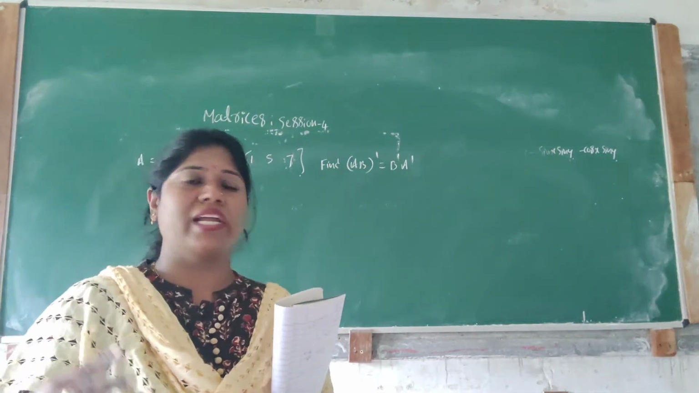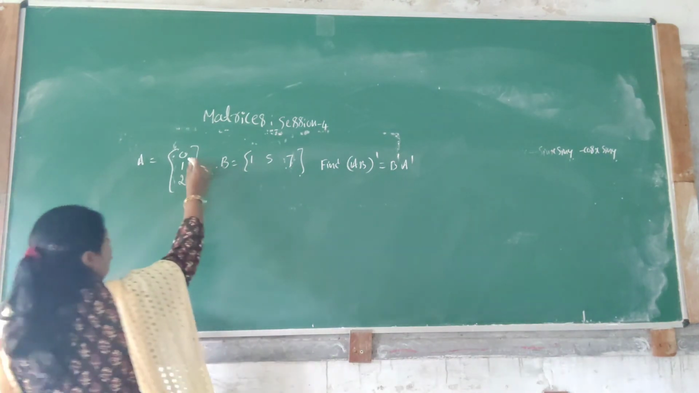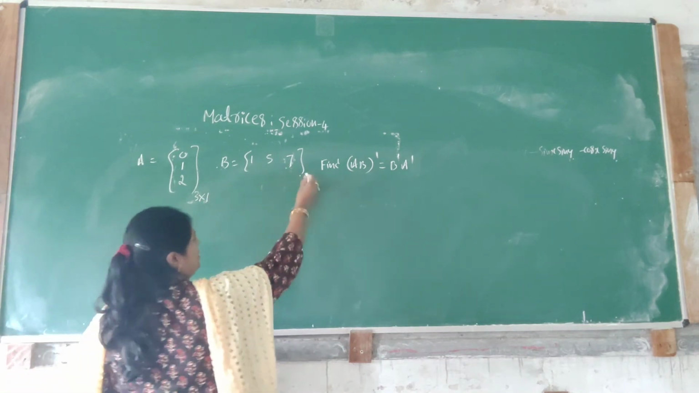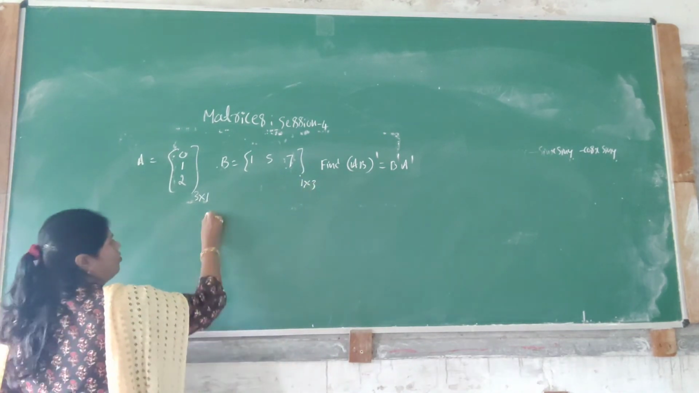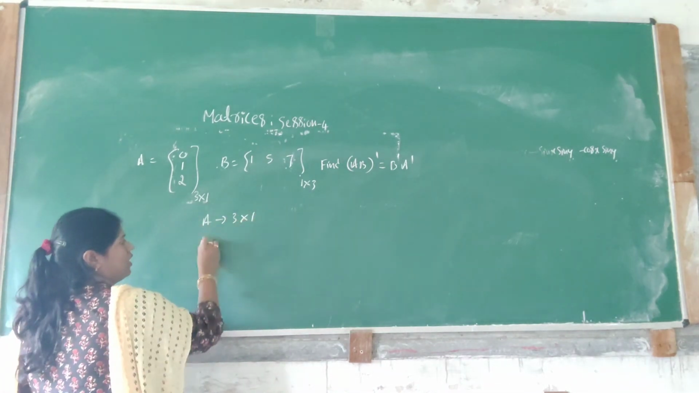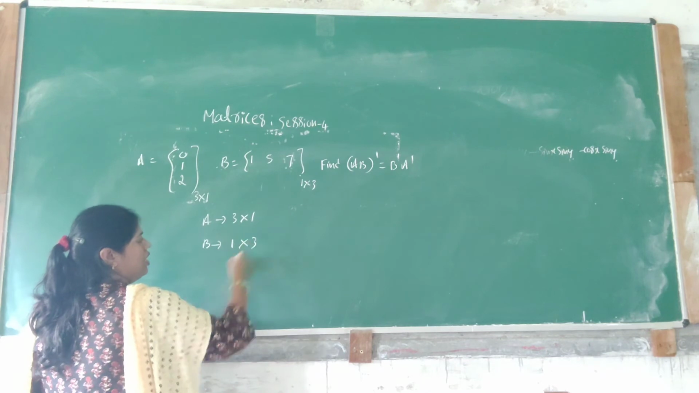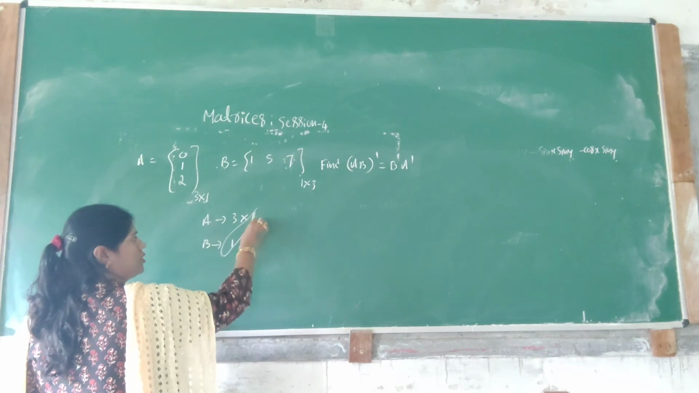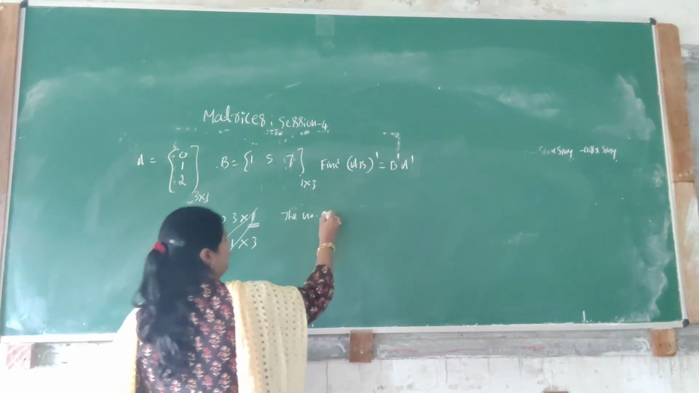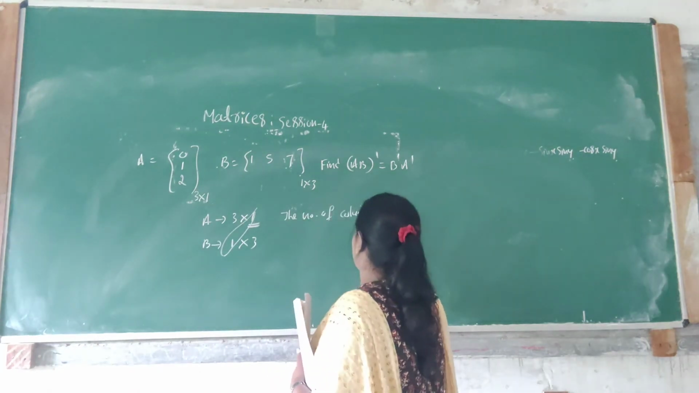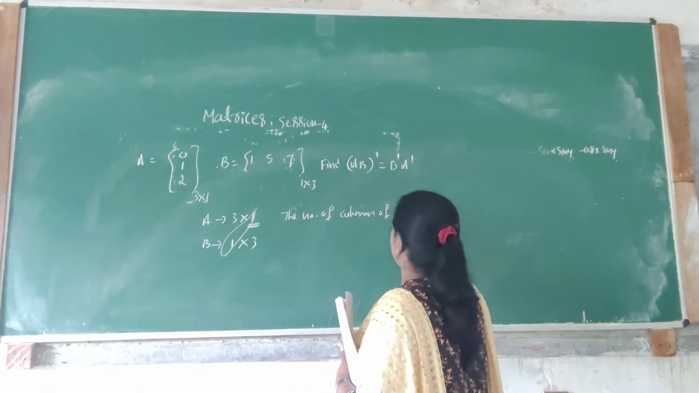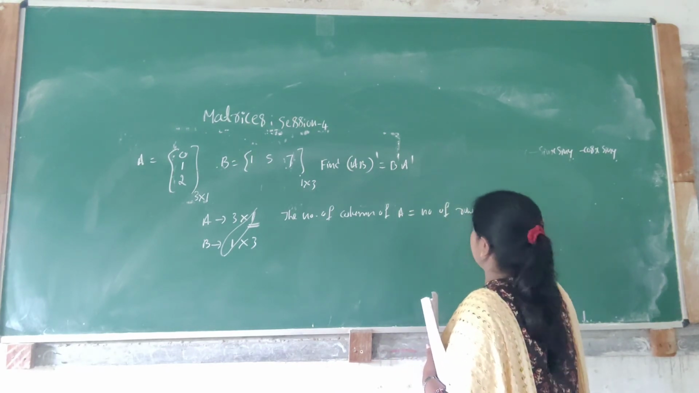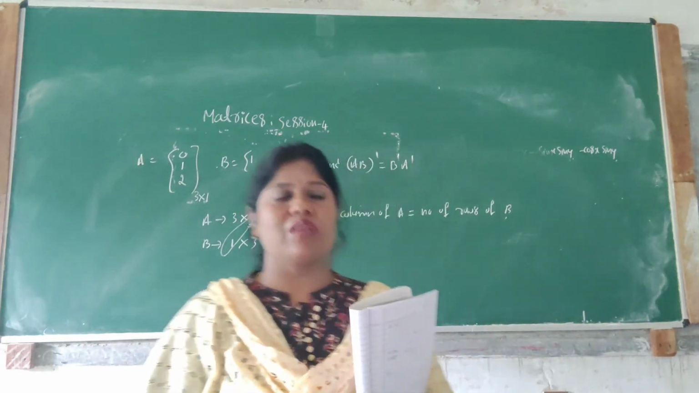So how will AB be defined? What is the order here? There are 3 rows and 1 column, and for B there is 1 row and 3 columns. A is of order 3 cross 1, B is of order 1 cross 3. How is AB defined? AB is defined when the number of columns of matrix A is equal to the number of rows of B. Then only AB is defined, otherwise AB is not defined.